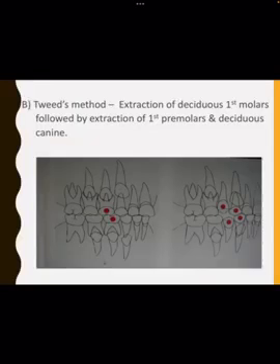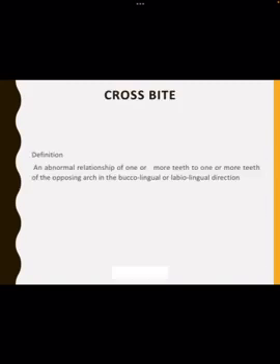Next is the Tweed's method. In Tweed's method, we will be extracting the deciduous first molars followed by extraction of first premolars and then deciduous canine. And Nance method is the same.